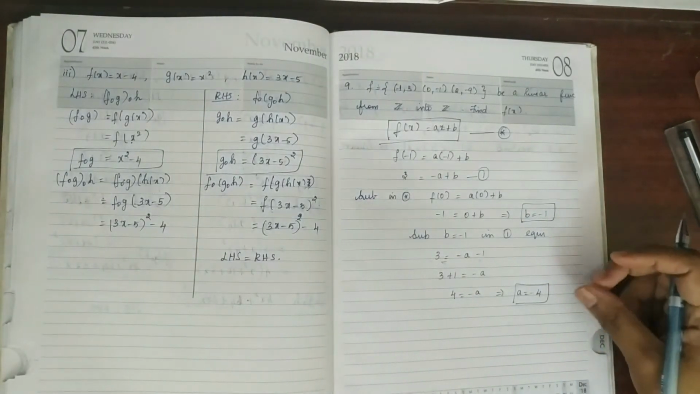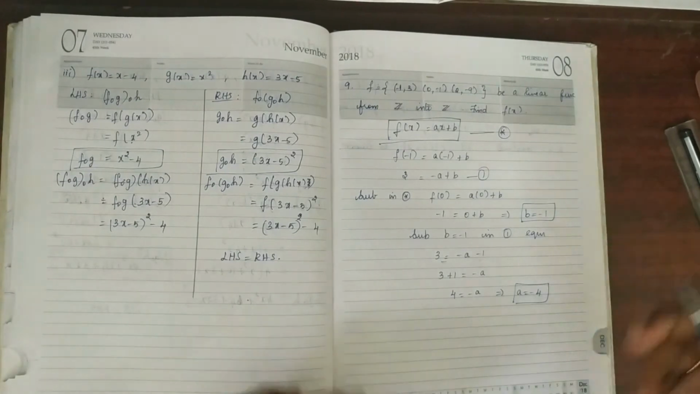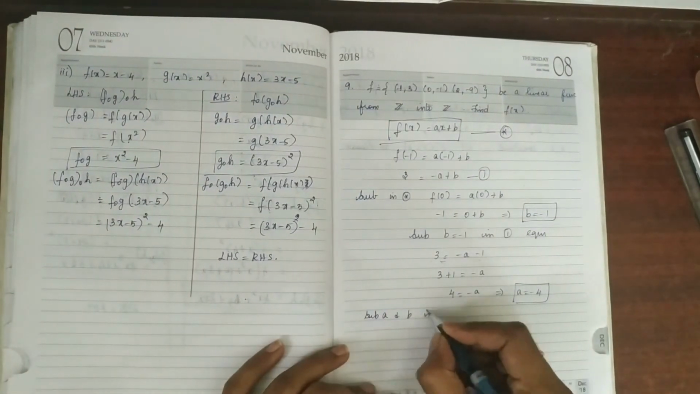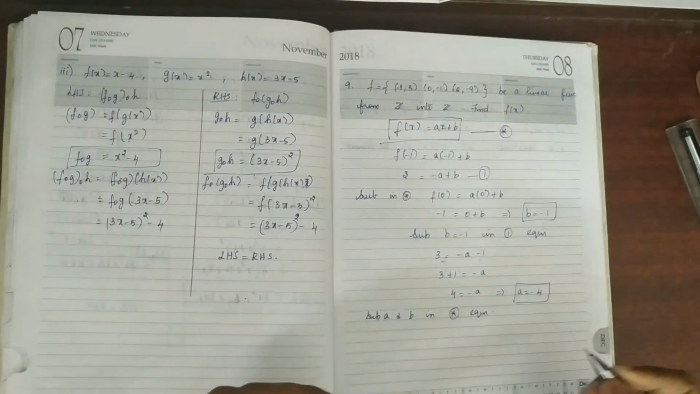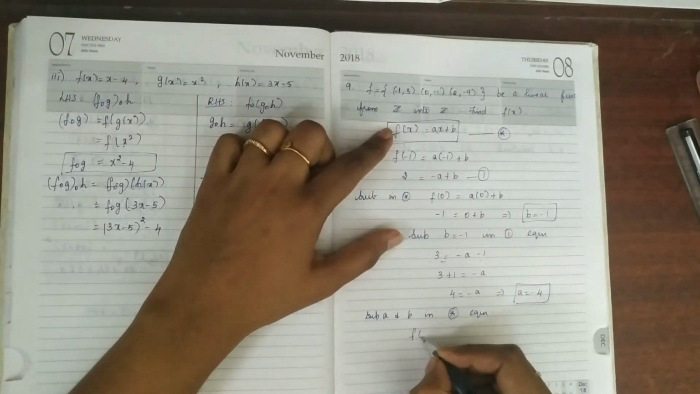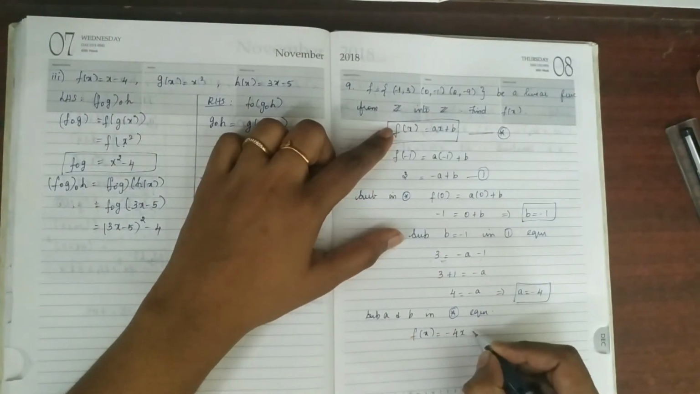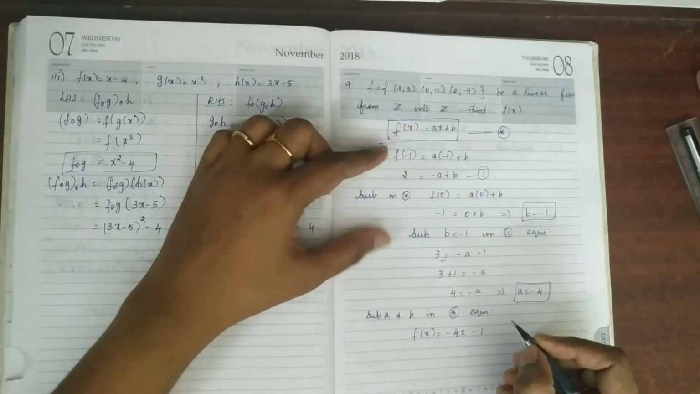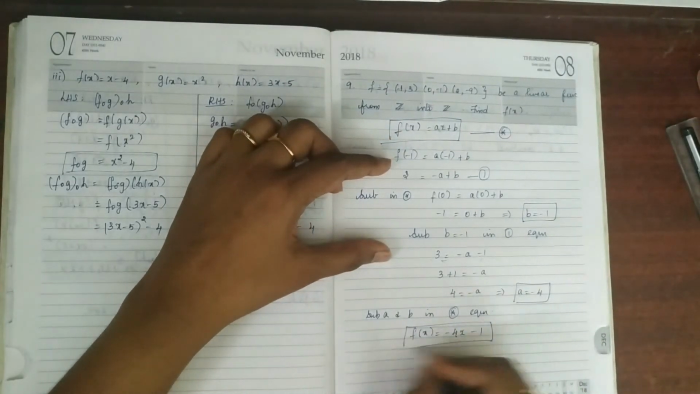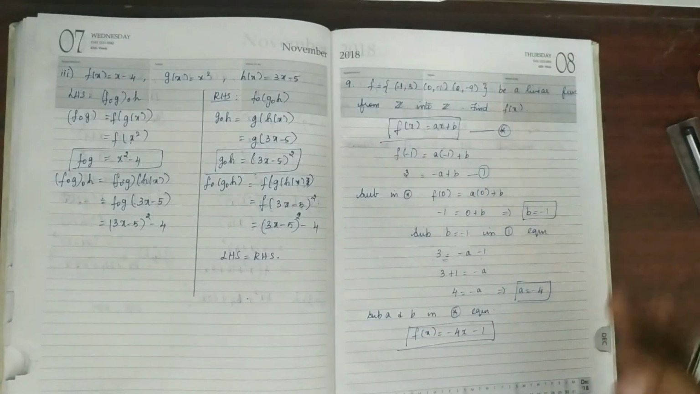Now I got the values of a and b. I can substitute a and b in the star equation. So f of x is equal to, in place of a I have -4 into x, in place of b I have -1. So this is the linear equation for this problem.